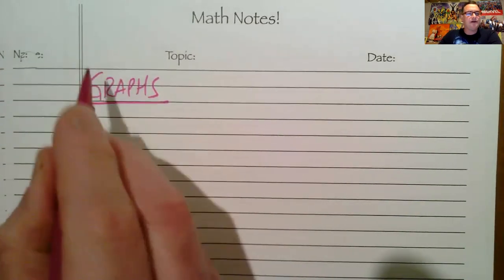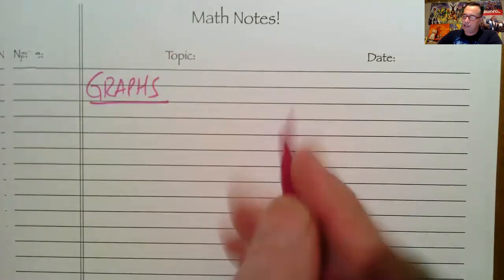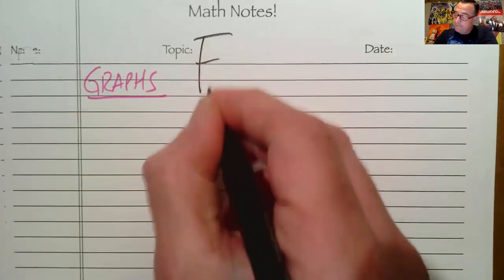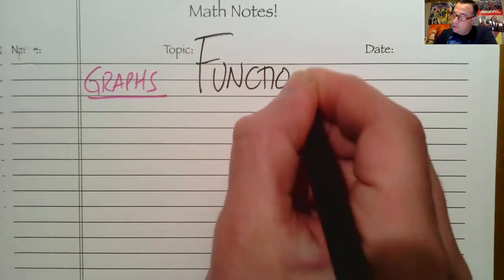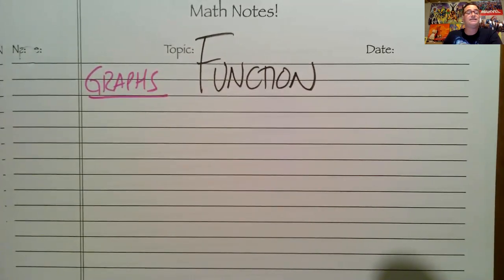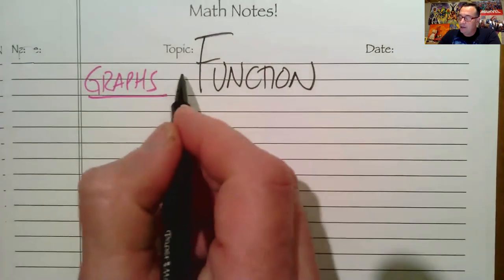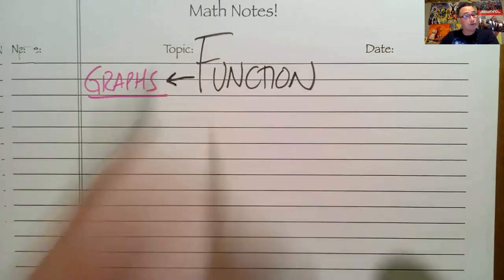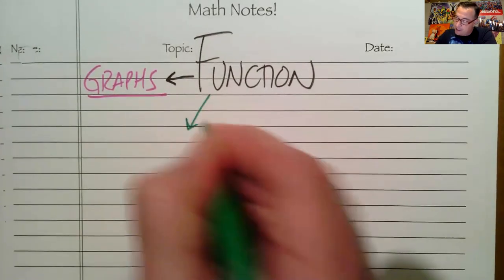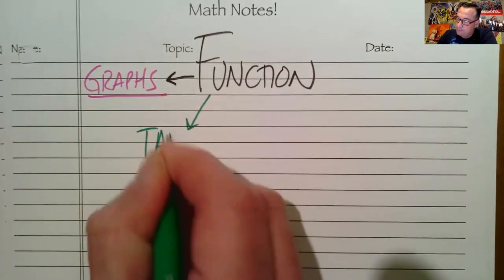And a graph is one representation of a larger thing that we're going to be talking about, which is called a function. So a function is something that, I'll give you a definition in a minute, but a function can be represented with a graph, and that was what we did before. A function can also be represented with a table.